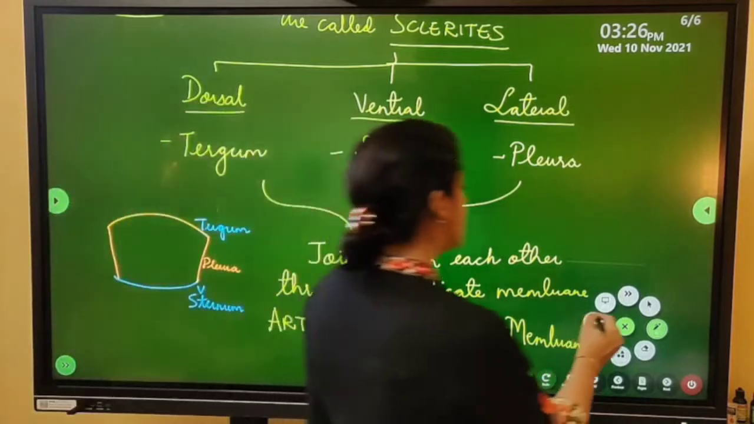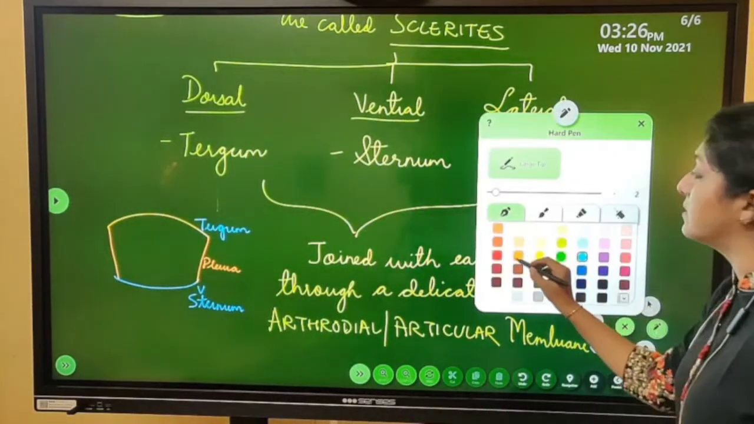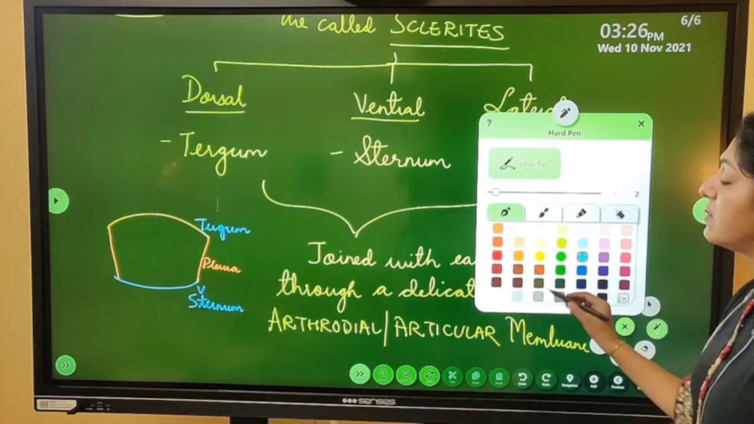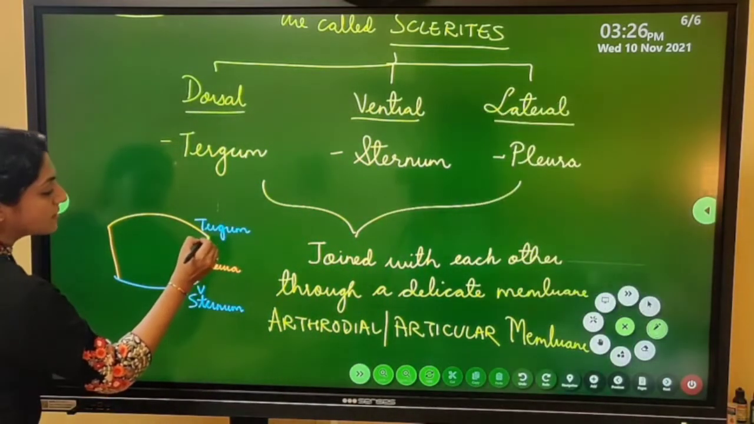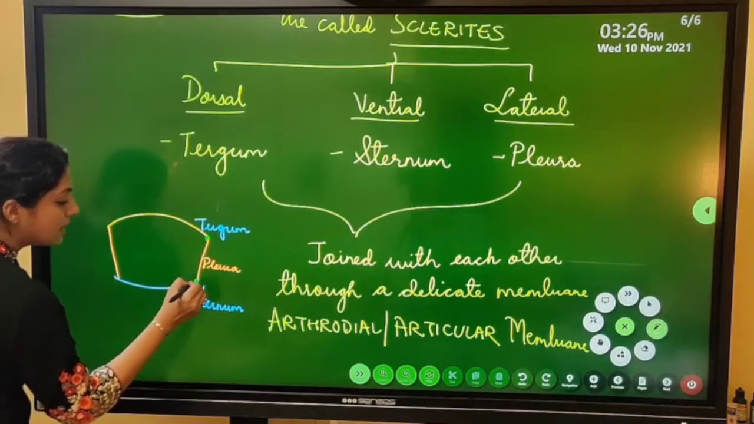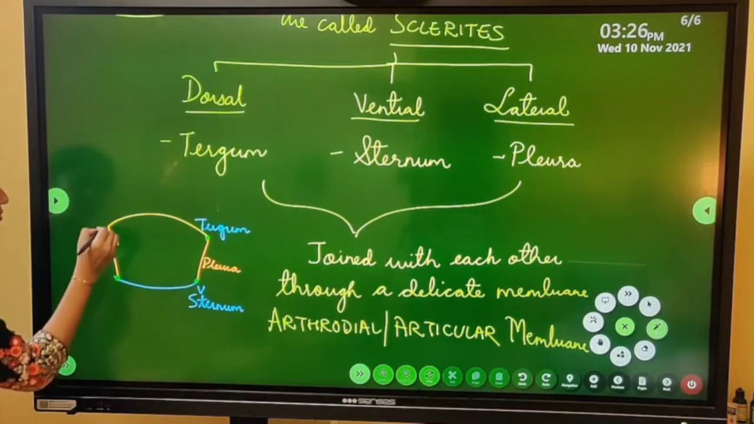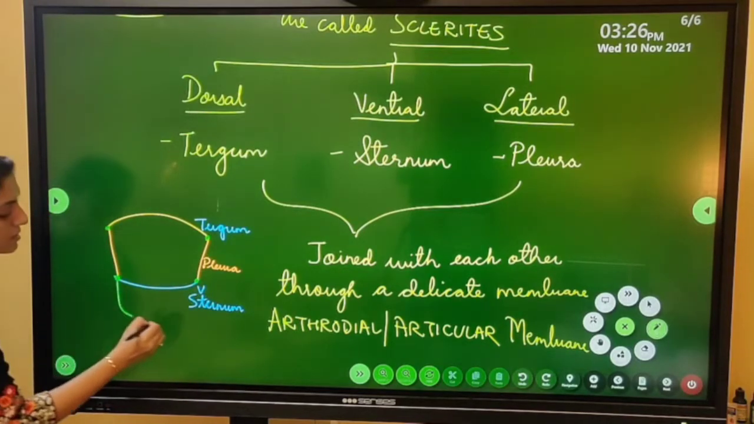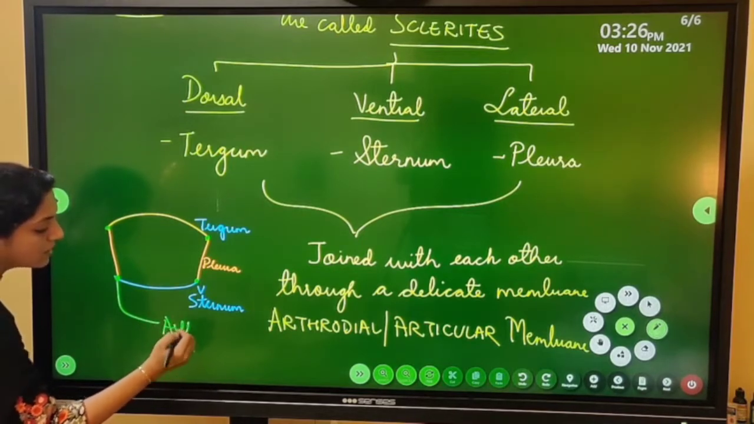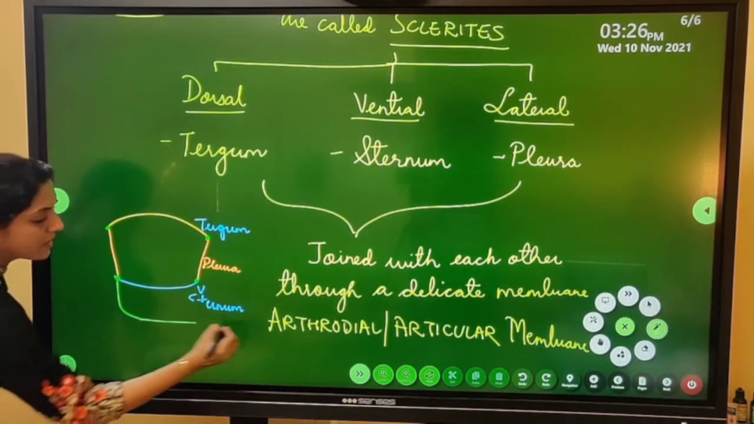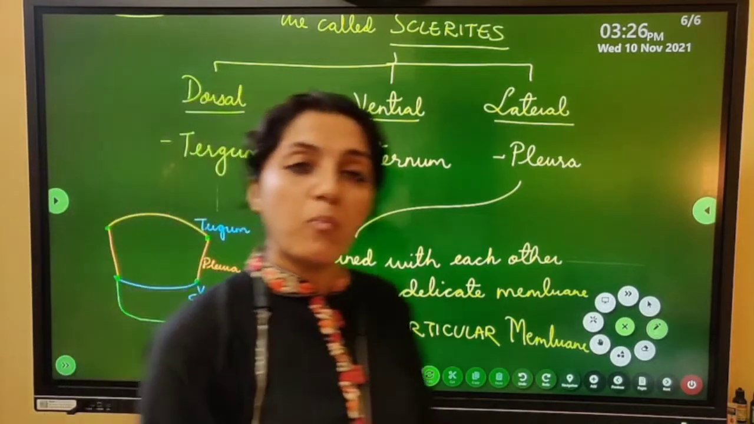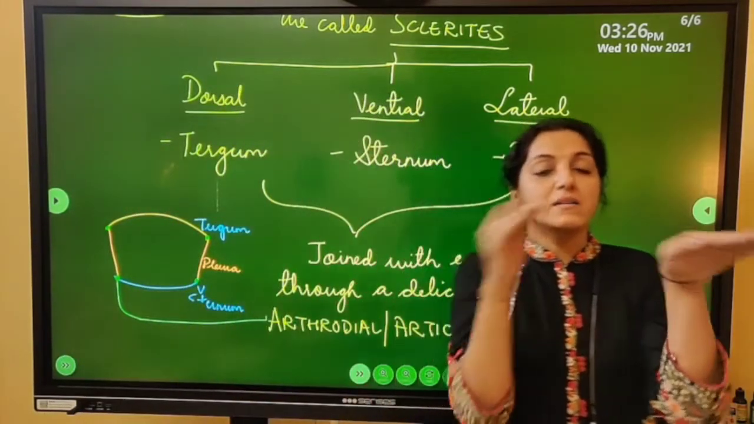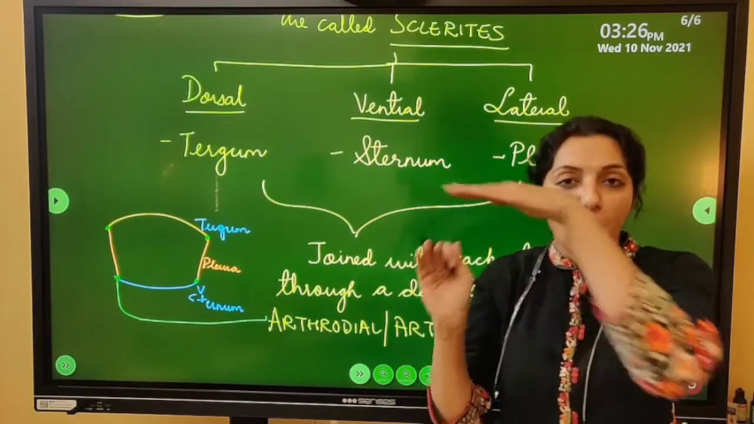And now these will be joined with each other through arthrodial membranes. So here you will see, if we see in the cross section, what is the arthrodial membrane. So this is arthrodial membrane. So ऊपर के जो parts हैं, chitinous exoskeleton, it is not in one single piece.